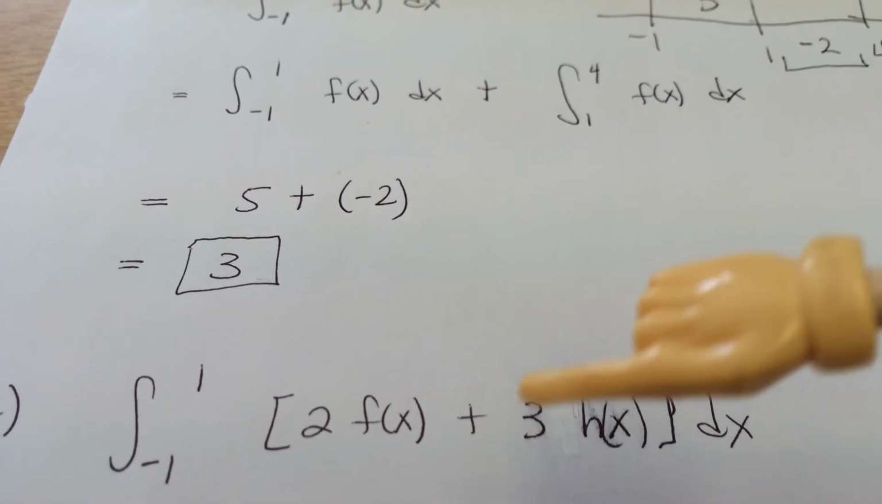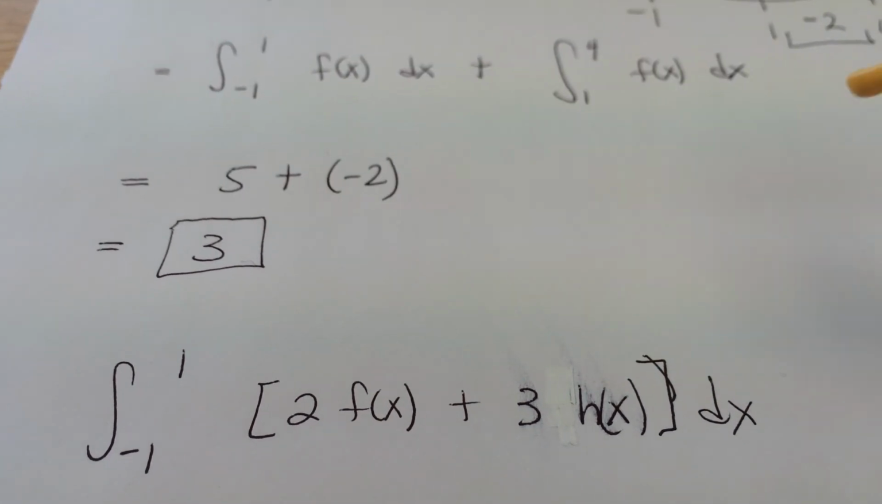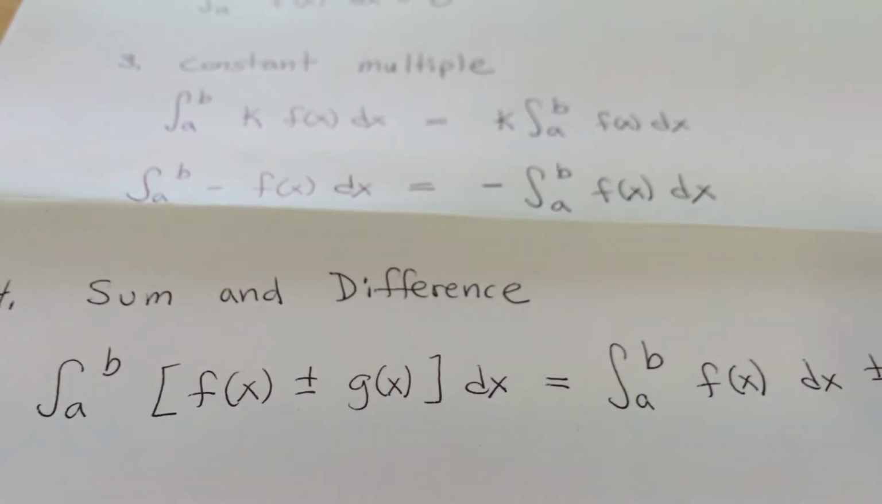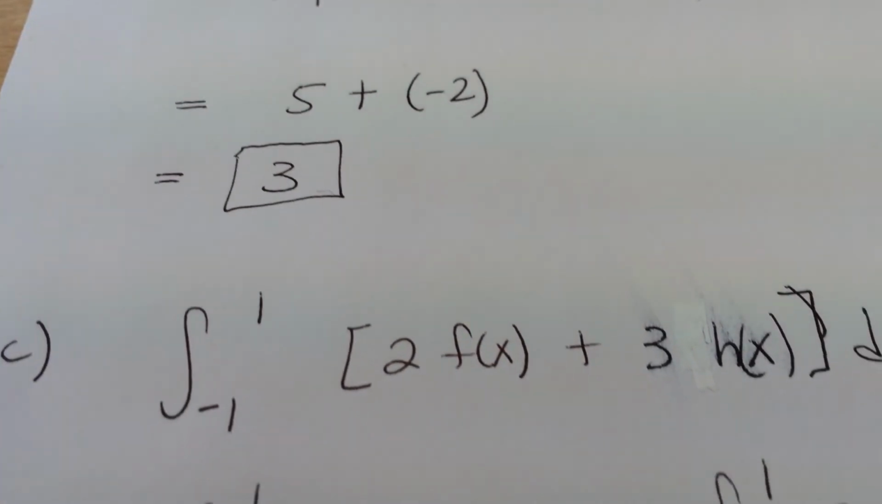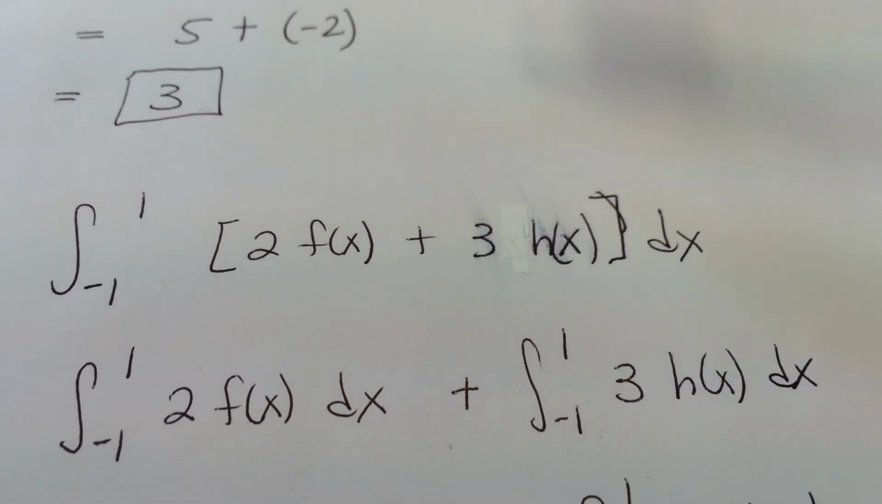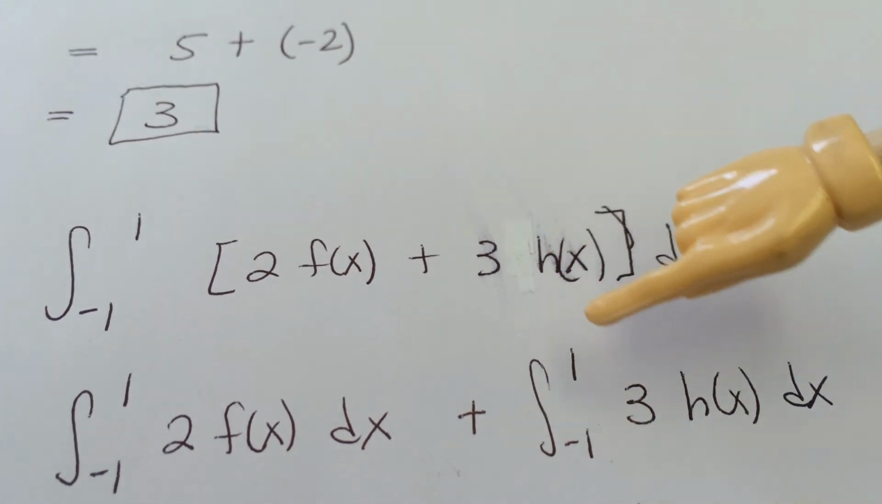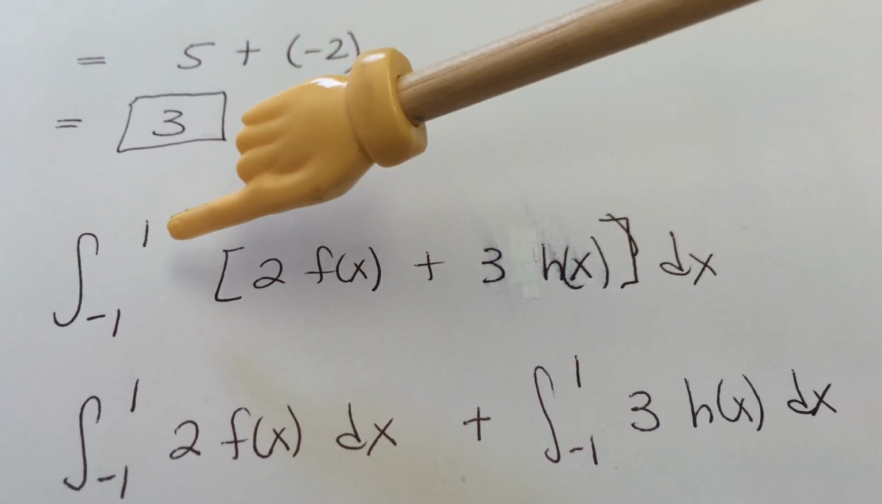So the last part right here is -1 to 1, so I'm looking at that, the limit looks good. So then I just have 2 f of x plus 3 h of x, which I believe is a sum or difference, right? We can actually separate them. So that's what we're going to do for the next step. I'm going to separate them. So I have the 2 out here, I have f of x plus 3 times h of x. Notice the limits are still the same right there.